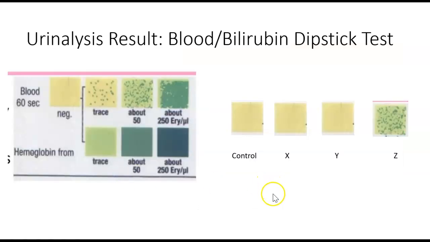So here is the blood bilirubin dipstick test. Okay, so again, control, patient X, patient Y, patient Z. Figure out how much blood they would then have present. So for this one, you can see if it's negative, you wouldn't come down here. If it's one of these two, then you would compare colors.